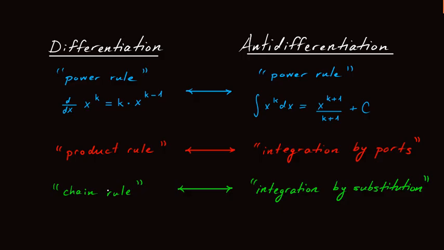Well, then there are the other rules for differentiation. You can ask, is there a method or a rule that allows us to do some anti-differentiation corresponding to these rules in differentiation? And the answer is yes. In the case of the product rule, you can do integration by parts. That's something we'll do later. And there's also the chain rule in differentiation, and the corresponding method in anti-differentiation, or in integration, is integration by substitution. And that's what we're going to focus on right now.